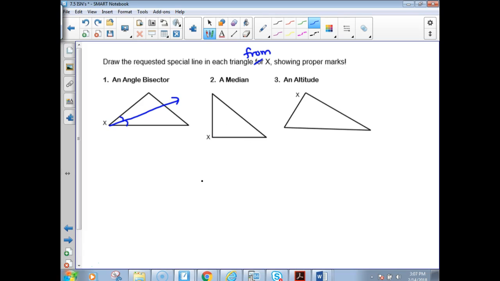The median should go from X to the midpoint of the side across, so I'm going to show that that's the midpoint of the side with little slashes, and I'm just going to draw a segment from X to that point. What would you need to show if you're going to draw an altitude? A 90-degree angle, right? So you come from that top where X is and come straight down and then show that that was a right angle.